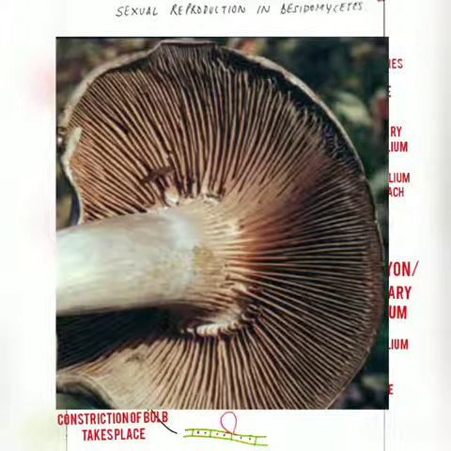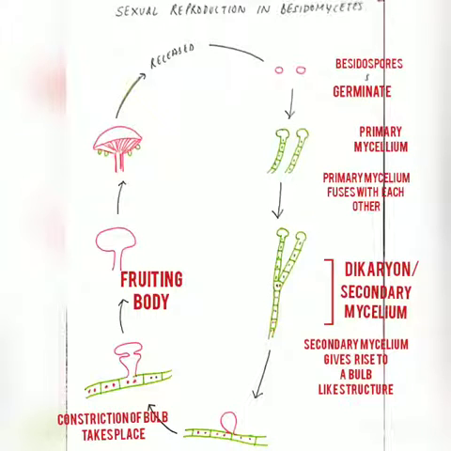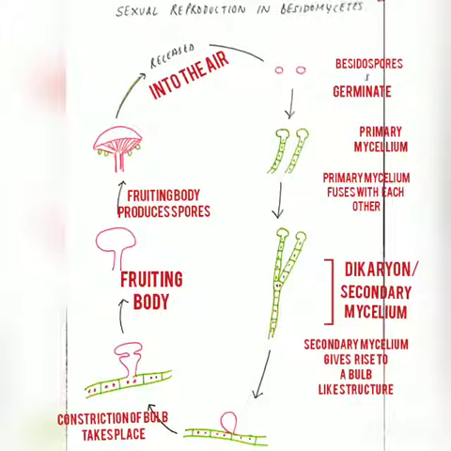Hence, basidiomycetes are also known as gill fungi. These fruiting bodies produce spores on the surface of the gills, and during reproductive season they shoot them into the air. That is, they are released. These spores then germinate into new hypha. So students, this is how basidiomycetes undergo sexual reproduction.